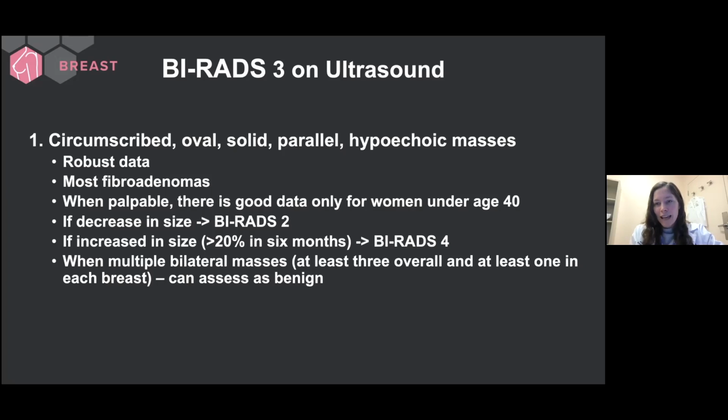And we showed one case of that where a mass increased in size and led to a biopsy. And we want to make sure that we're not missing any quickly growing cancers. And so that's why we want to do this 6-month follow-up, be very careful in assessing for changes in size, and then biopsy when we see that. I also want to point out this case: when there are multiple bilateral masses, at least 3 overall and at least 1 in each breast, then we can assess as benign. And we don't need to do a BI-RADS 3.